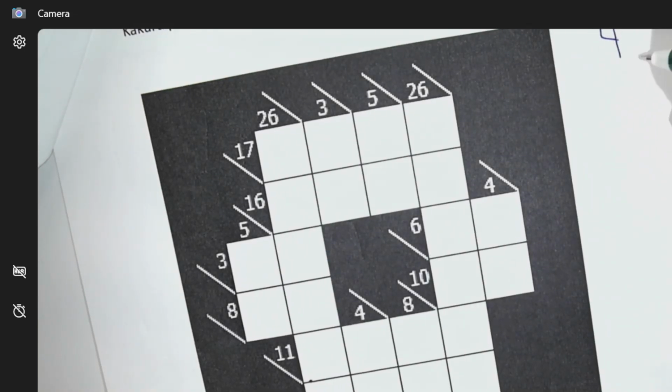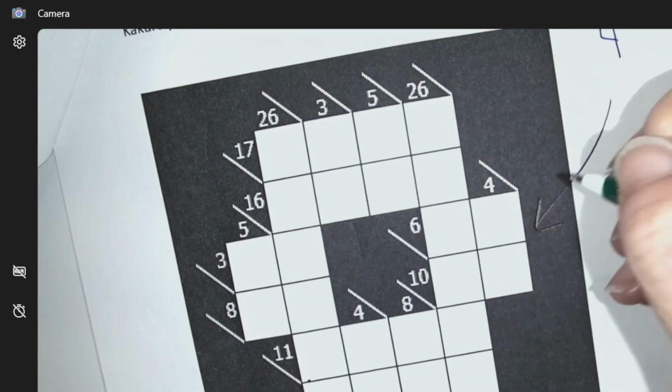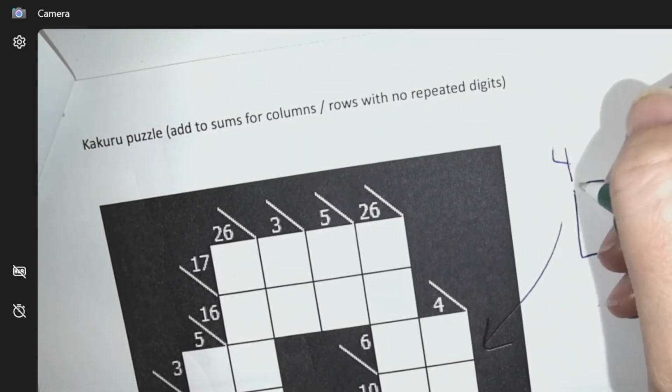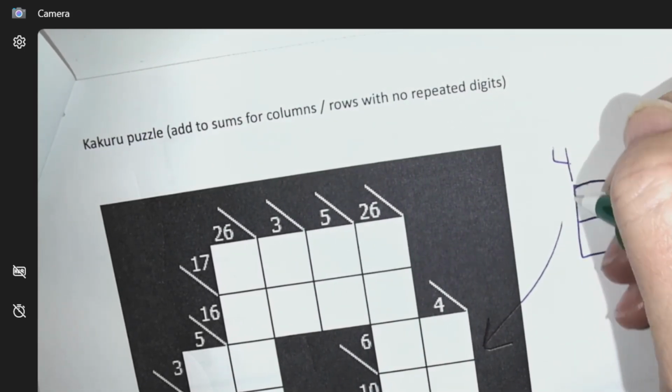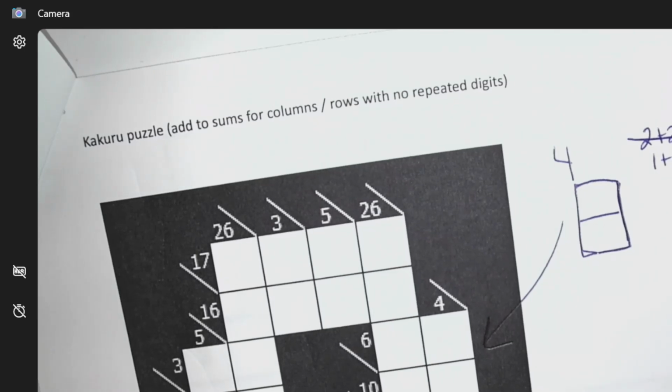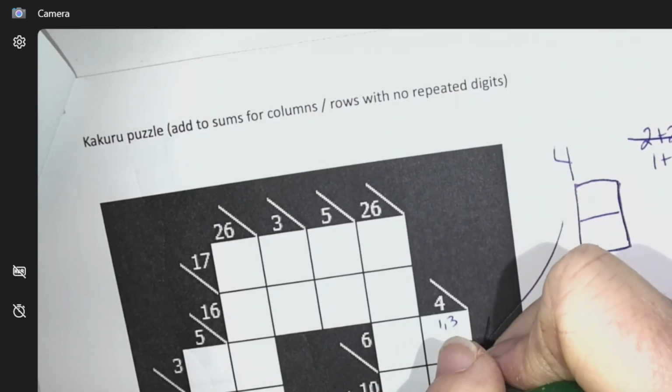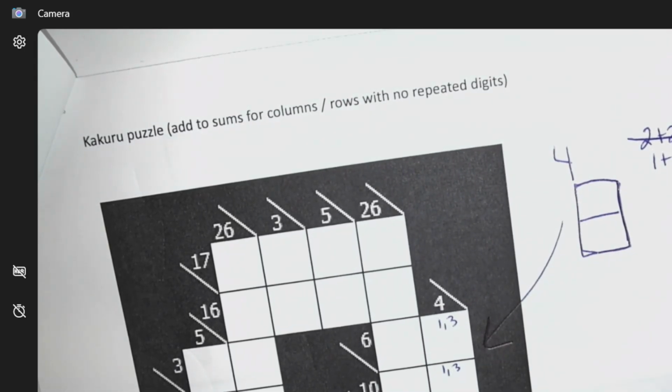So I'm going to start you with this 4. What are some methods of adding to 4? 2 and 2, 1 and 3. Why can't I use 2 plus 2? That's our repetition. So this has to be a 1 and a 3.